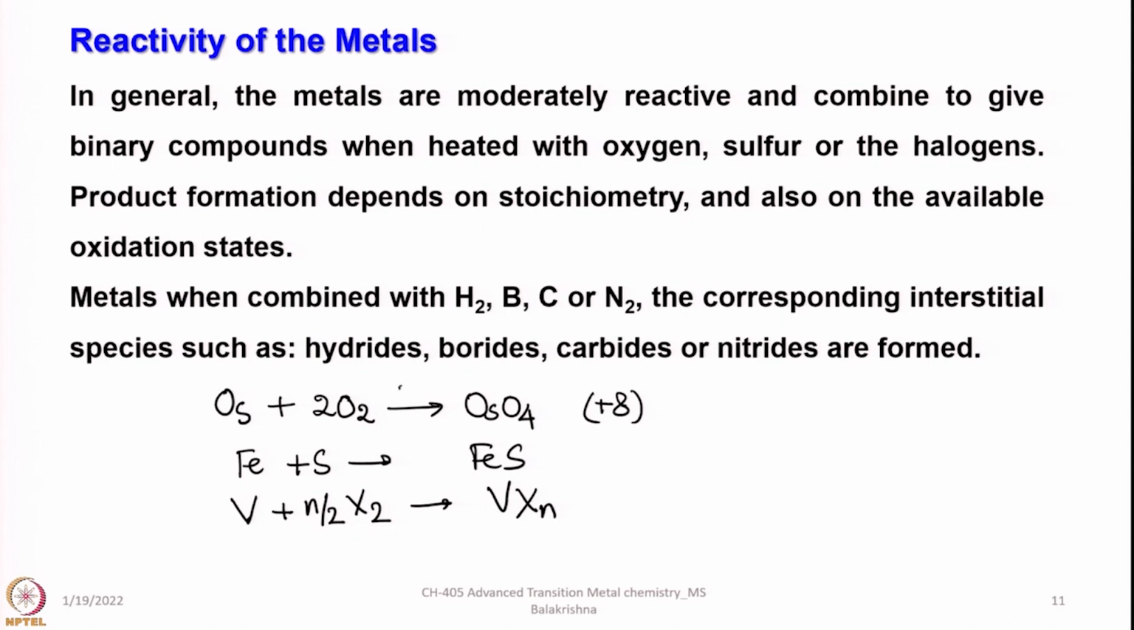All these things happen on heating, the high temperature reactions, where X can be F, n equals 5, and when X equals Cl, n equals 4, and when X equals bromide or iodide, n equals 3. So, depending upon the type of halides we are using and the stoichiometry and reaction condition, we can get the corresponding homoleptic oxides, sulfides or halides.